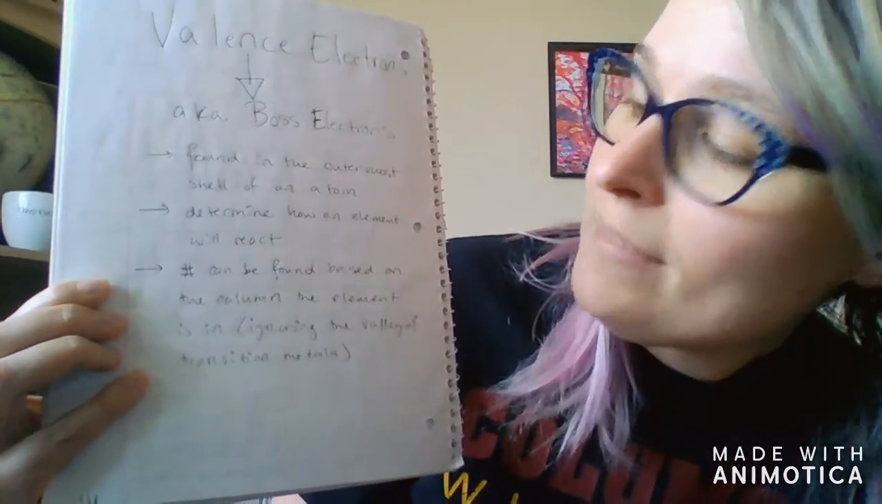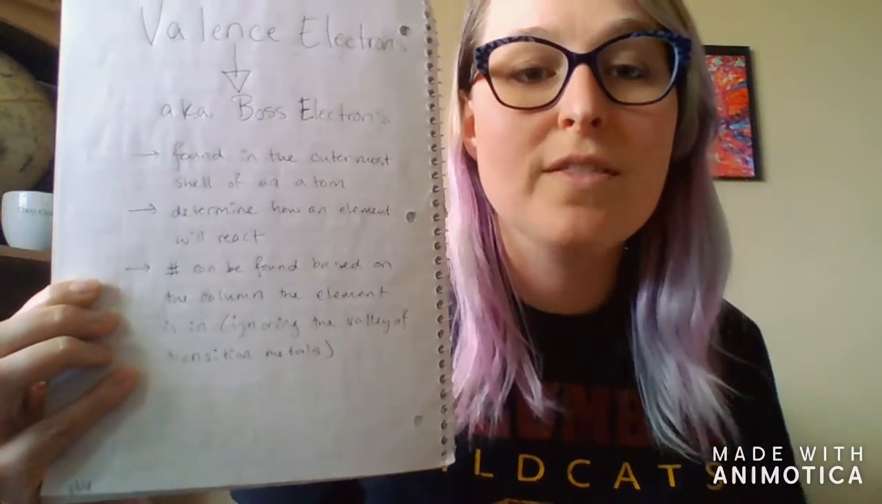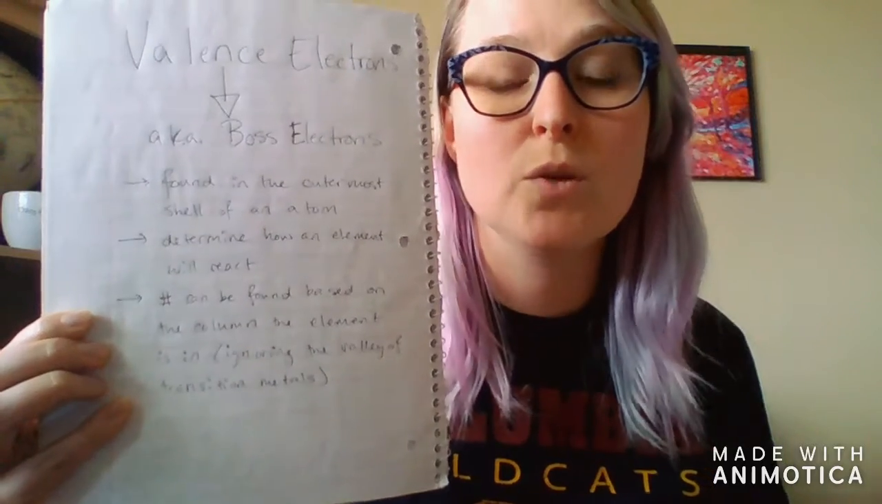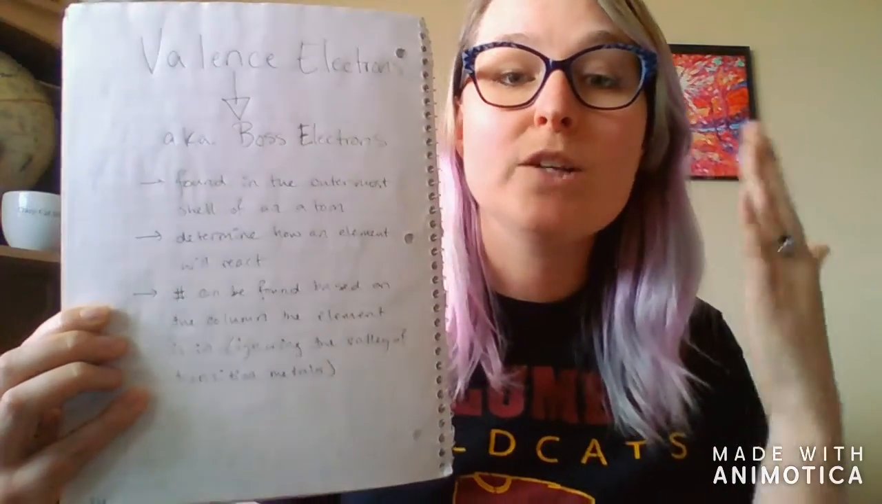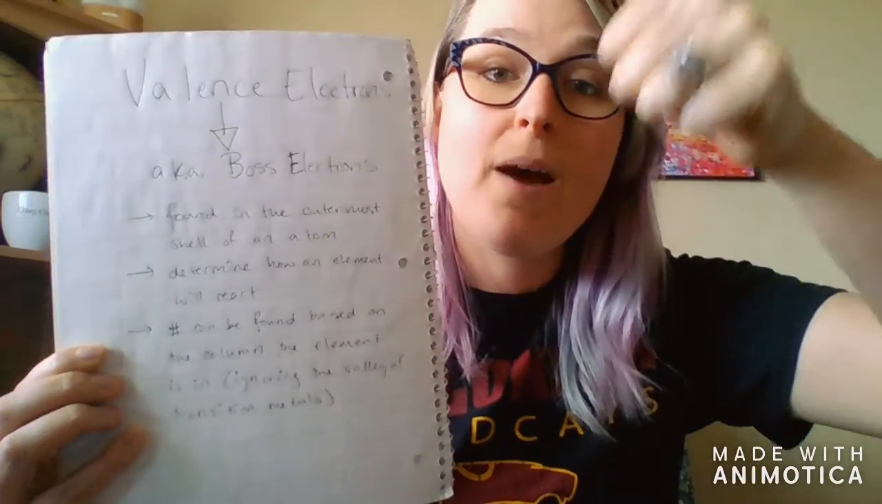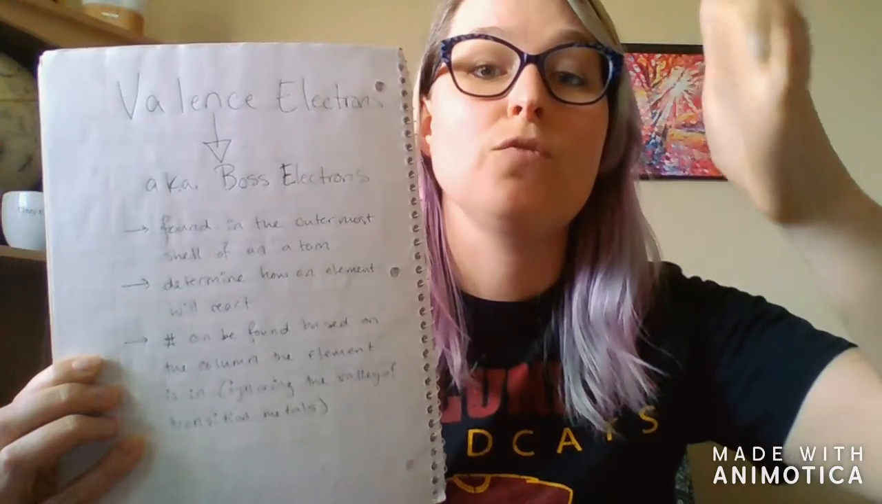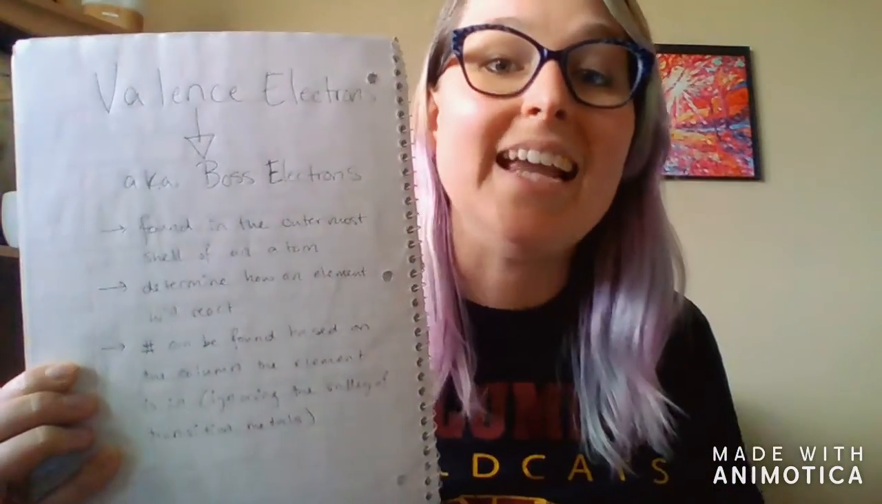And that number can be found based on the column that it's in, and we ignore the valley of transition metals. So we just look at columns 1, 2, and then you skip all the way to column 13, and you cover up that 1, and then 13 through 18 is going to let you know that you've got 3, 4, 5, 6, 7, and 8 valence electrons.